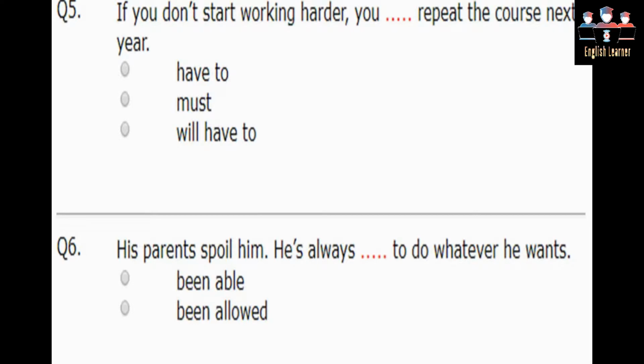Quiz 5. If you don't start working harder, you repeat the course next year. Option 1, have to. Option 2, must. Option 3, will have to. Question number 6. His parents spoil him. He is always to do whatever he wants. Option 1, been able. Option 2, been allowed.